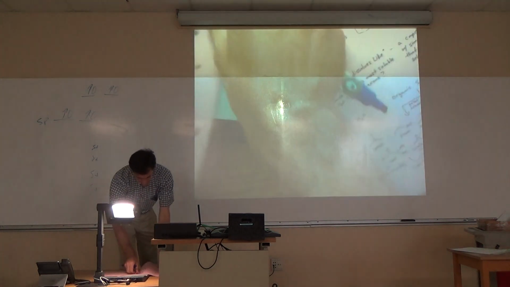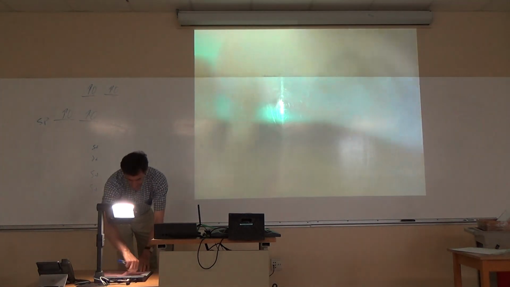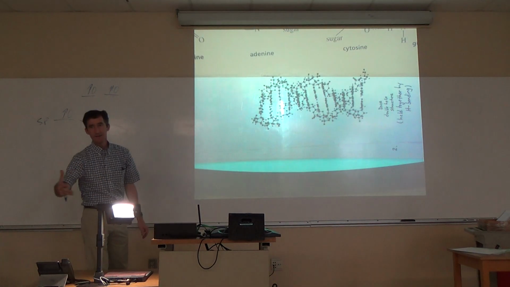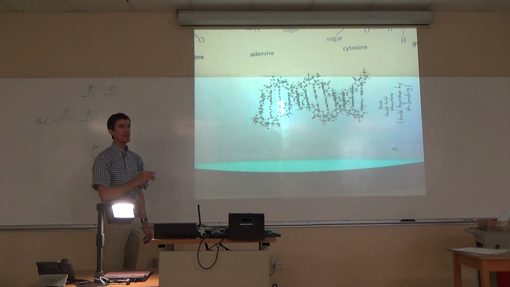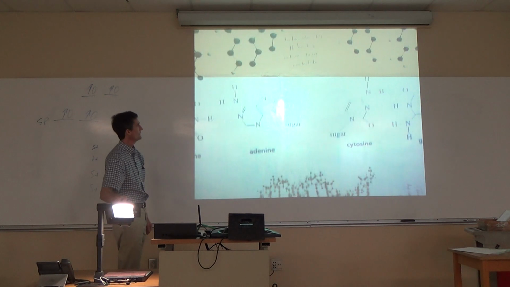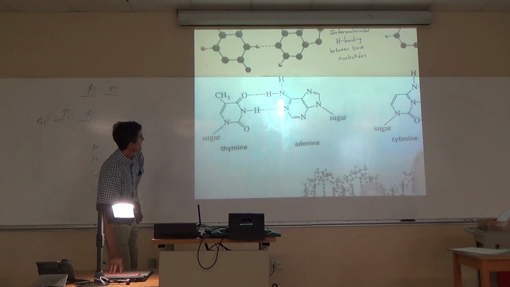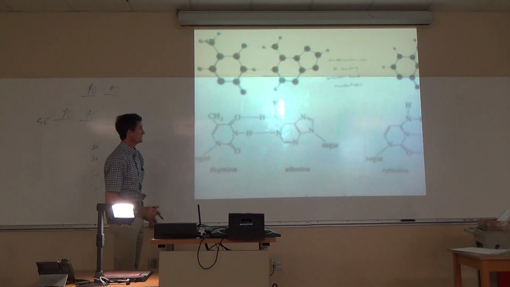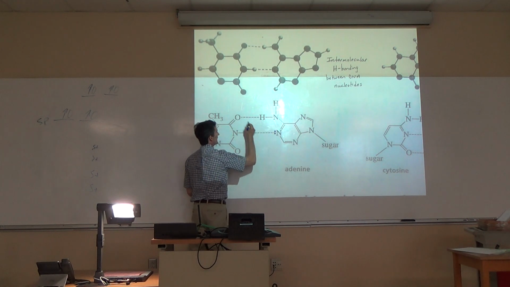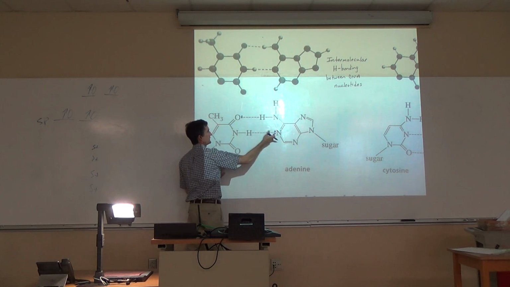Why does DNA line up the way it does? Hydrogen bonding. You see? Now they're not showing the lone pairs here. I'd probably draw a lone pair if you're going to show the IMF.